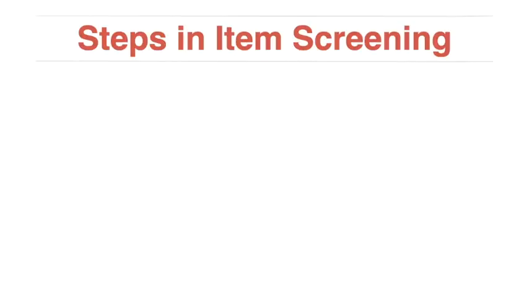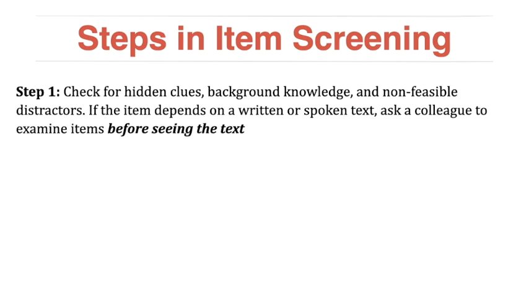Let's summarize the points involved in screening a set of multiple-choice items. We can divide the process into 3 steps. First, check for hidden clues, background knowledge, and non-feasible distractors. If the item depends on a written or spoken text, ask a colleague to examine items before seeing the text.